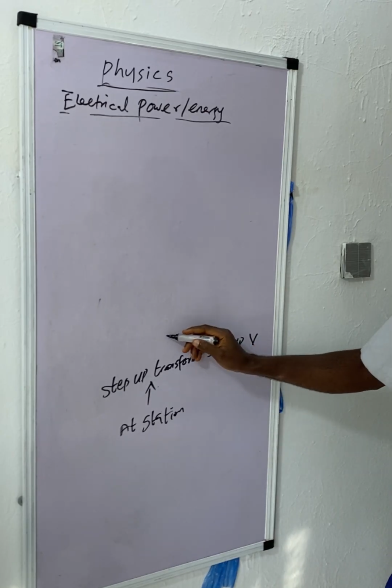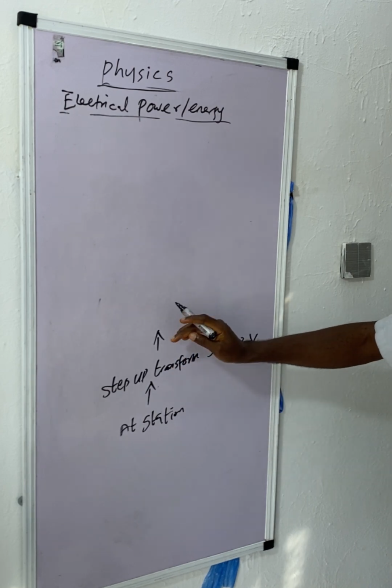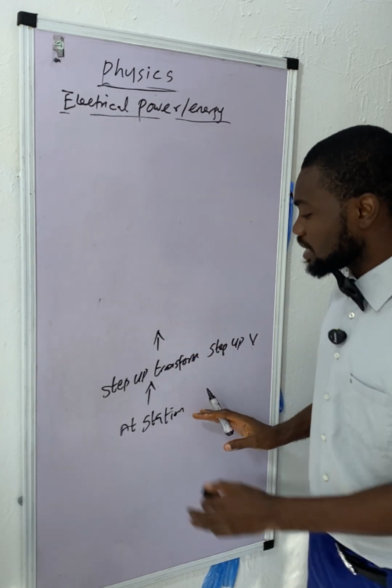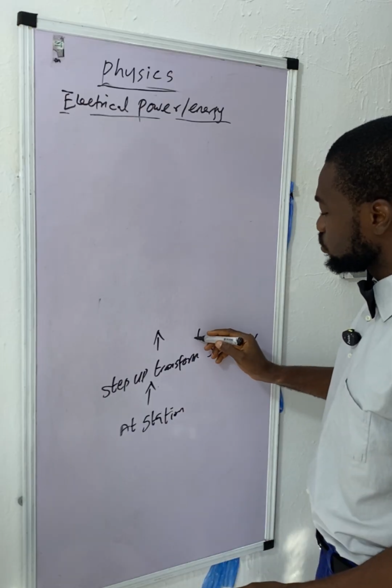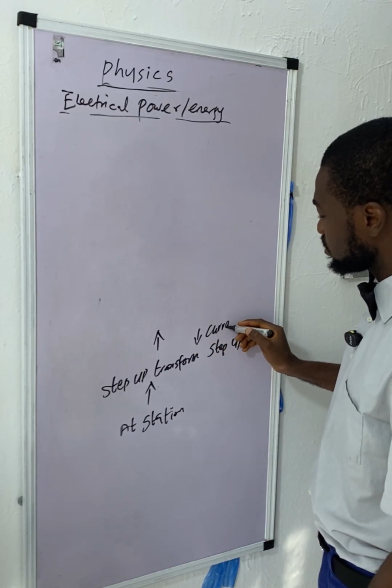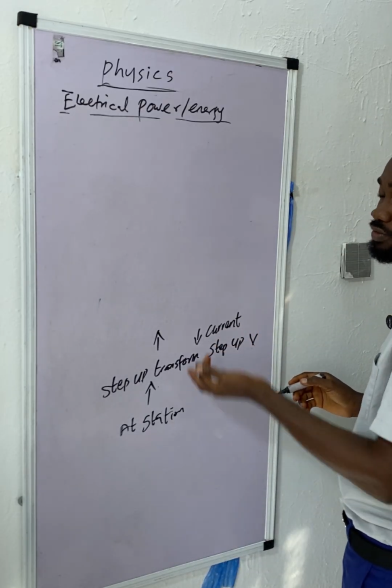That's what is stepped up. Then after that, what happens next? As this step-up transformer steps up the voltage, the current is what? Reduced. Reduced current. That's what the step-up transformer does. It steps up the voltage and reduces current.